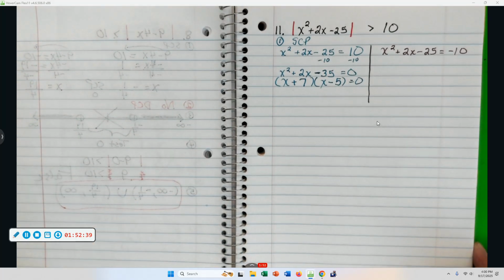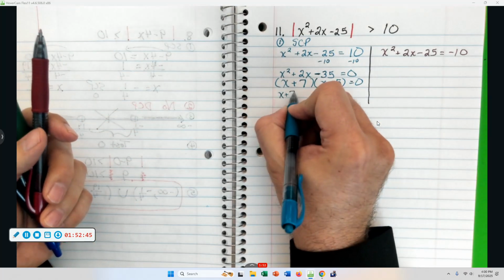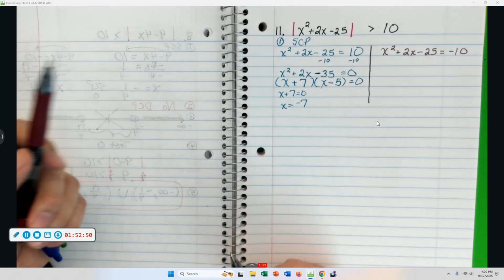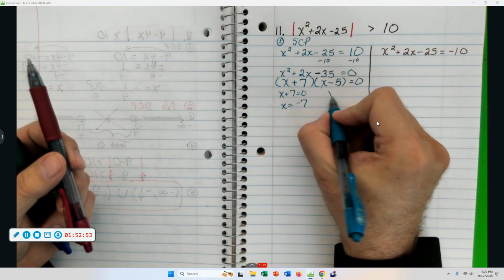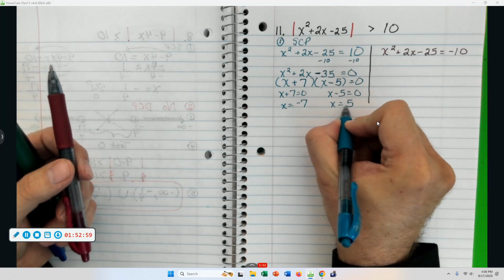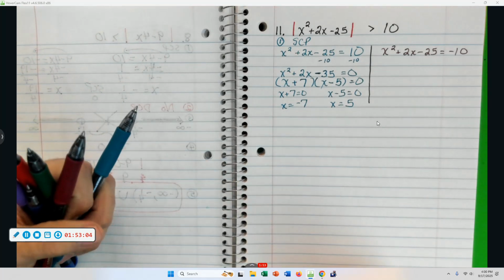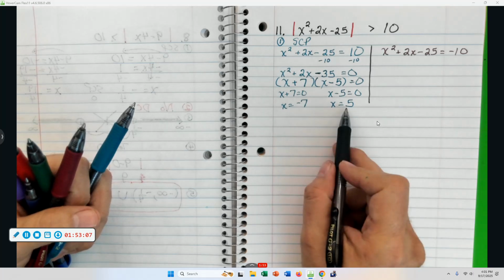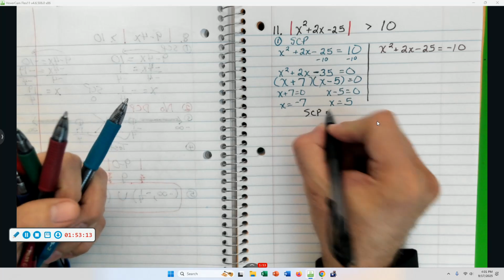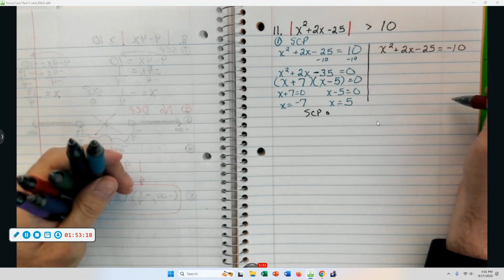Now set each one of these equal to 0. We're going to have a lot of cut points here. And we get x equals negative 7, and when I set x minus 5 to 0, a positive 5. I should have asked whether these solution cut points are open or closed circles. Open. But we've only found 2 of our cut points. We have more right here.